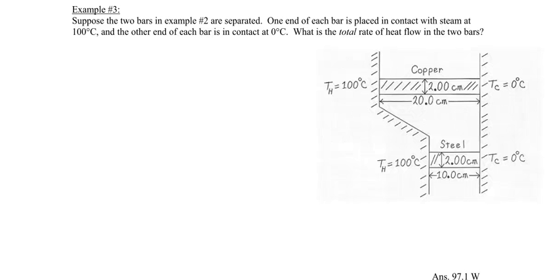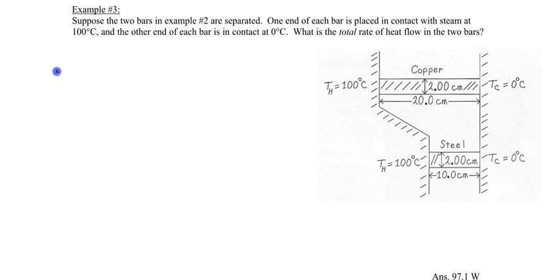Welcome to example number 3. Now we have an example where the bars are not kept in series but are kept in parallel. So a similar bar, same as what we had before, copper and steel, except now you'll notice they're side by side. And we want to know what is the total rate of heat flow between the two bars. So there's no intermediate temperature between the two bars in series because they're now in parallel.